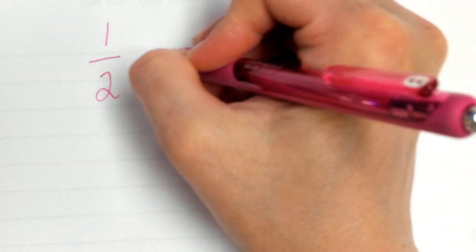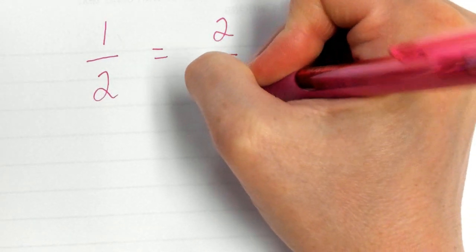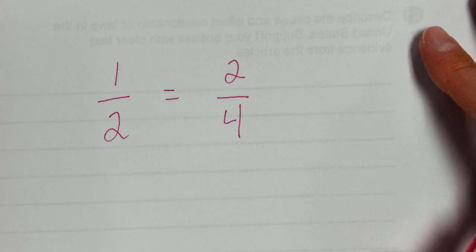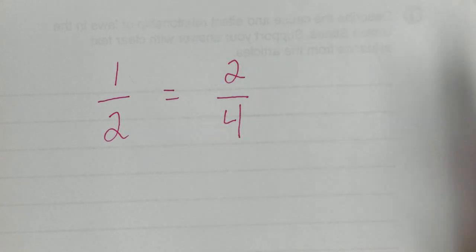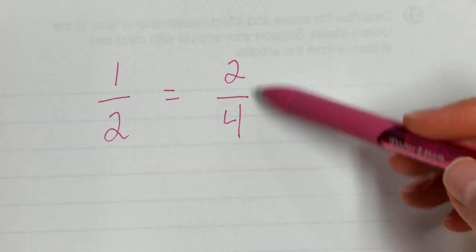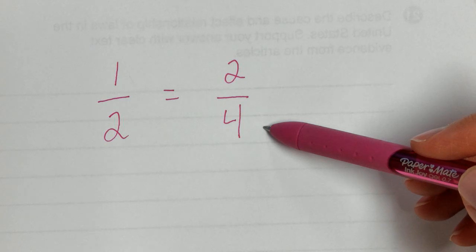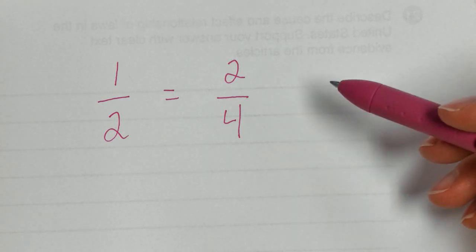Equivalent fractions are the same size piece of the whole. So when I say they're equal, they represent the same size piece of the whole. Right? 1/2 is the same size piece of the whole as 2/4. Agreed? All right, so that is an equivalent fraction. Now, how do I make an equivalent fraction?